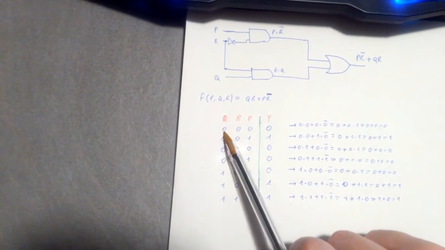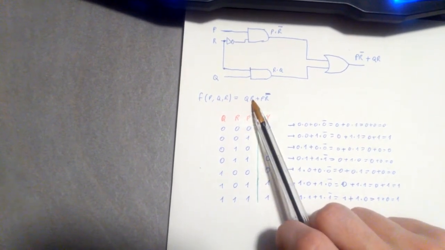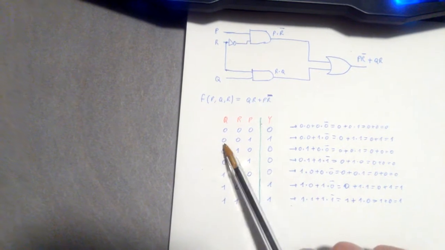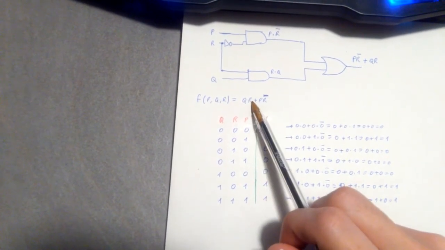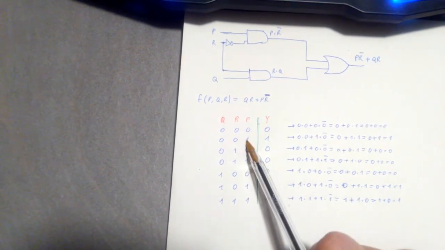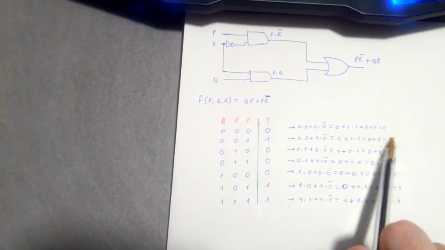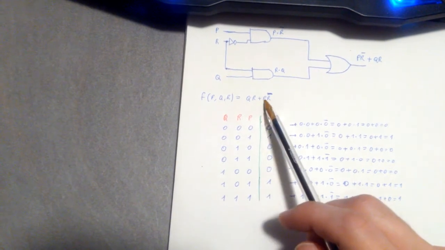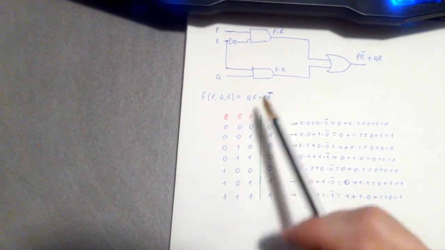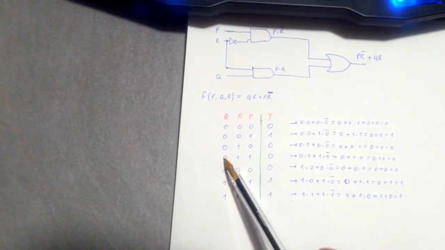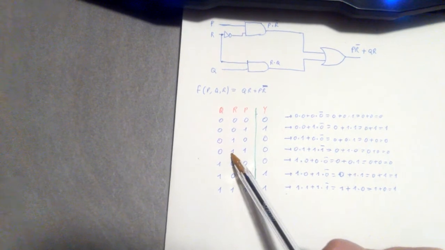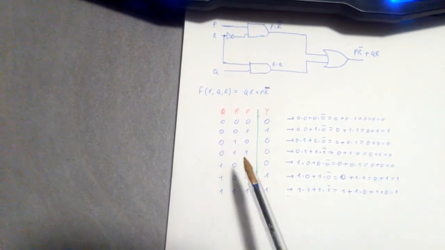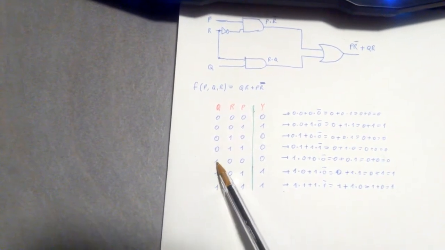Maybe not. So 0 0 0, 0 0 0 naught, so this is definitely 0. 0 times 0 plus 1 times 0 naught, so yeah, this is 1. 0 times 1, which is 0, plus p, which is 0, times, yeah, this is 0. 0 here, times r, which is 1, is 0, plus p, which is 1, times r naught, which is 0, so yeah, now 0.